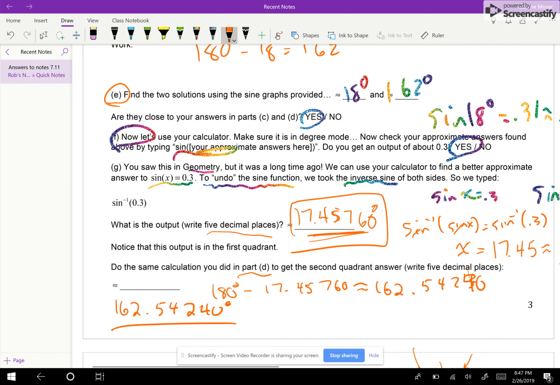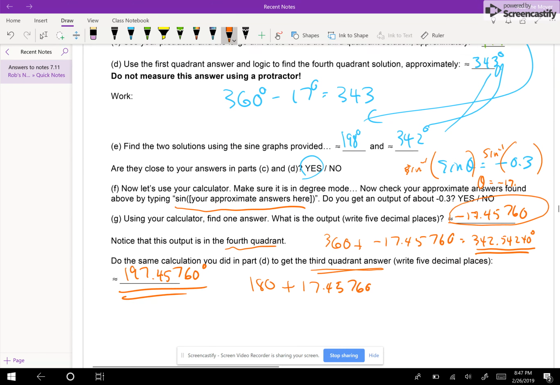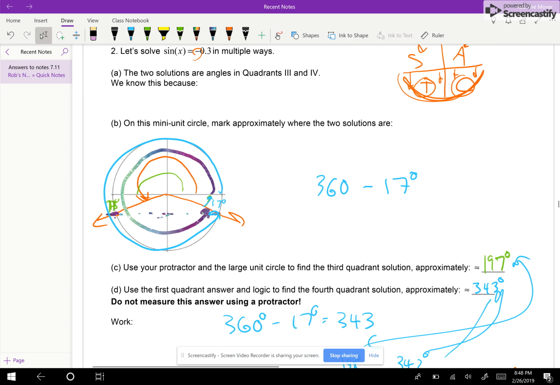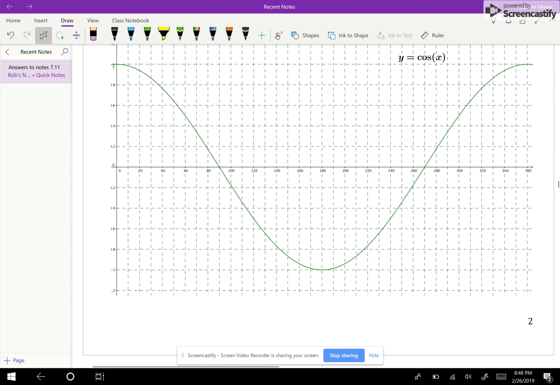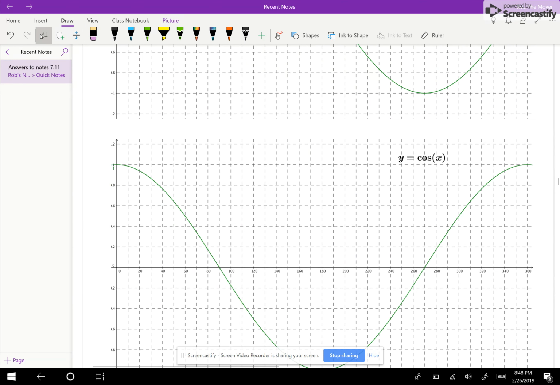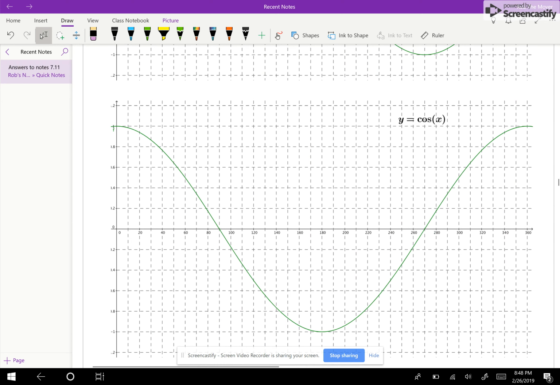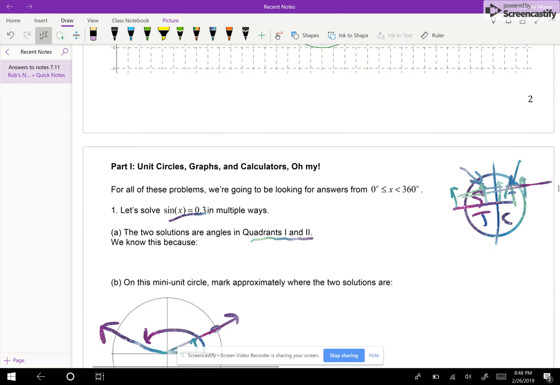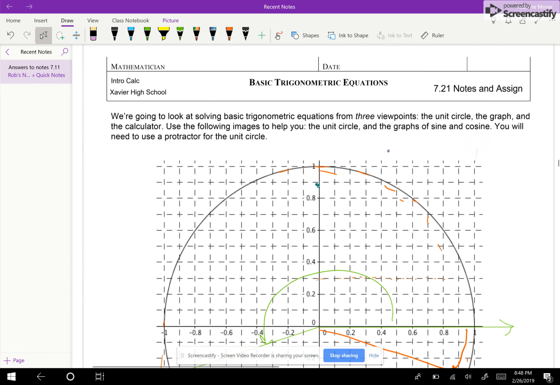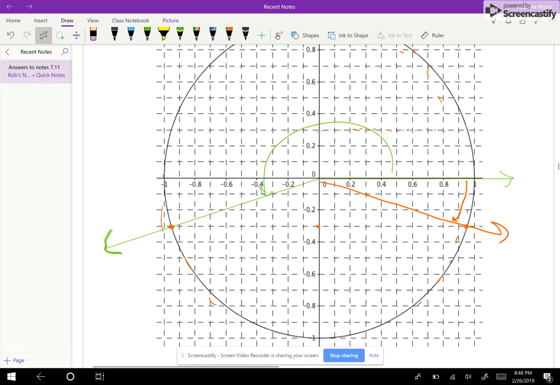Now, that's enough for today on your notes and your homework. I hope you are seeing a little bit now about how the unit circle is related to these angles and the sine values, and also the graph. So in class, we're going to deal with cosine graph, but basically doing the same thing, except instead of looking for the y values of 0.3 or whatever, we're going to be looking for the x values.